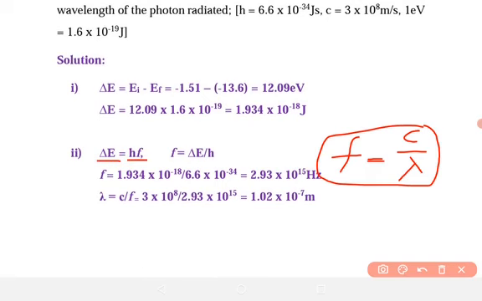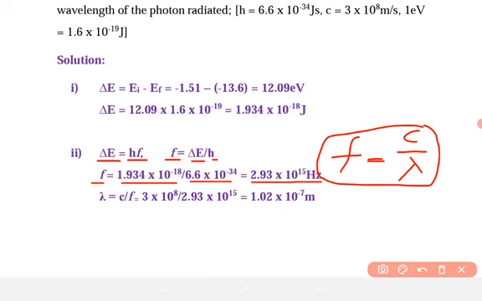And making f the subject of the formula, it means the energy will be over h, and from there we can substitute the value of h. H is given as a constant in the question already. Substituting that value, we are going to have f equal to the value of energy calculated in question 1 divided by h, and that will give us 2.93 times 10 raised to the power 15 hertz.